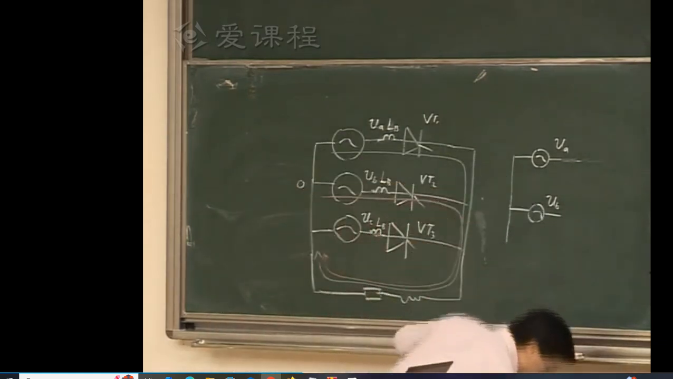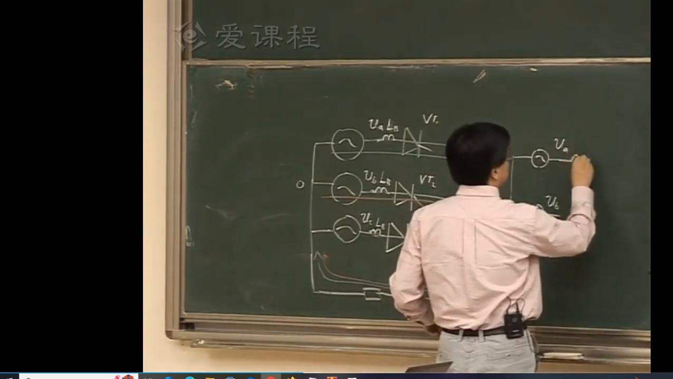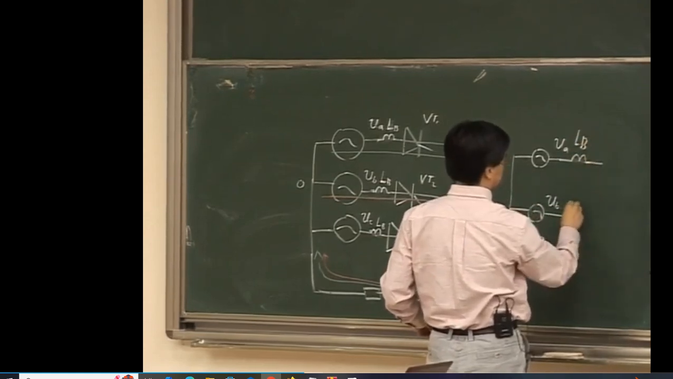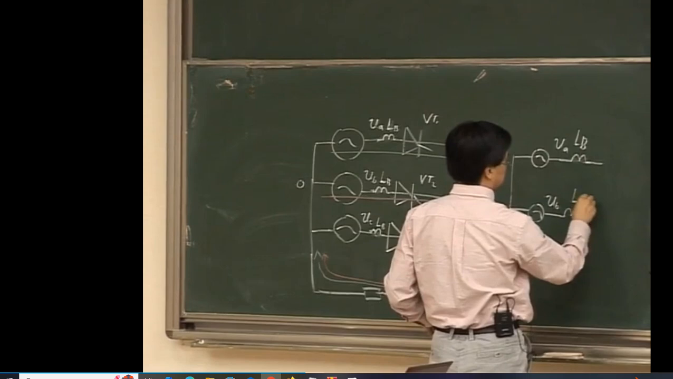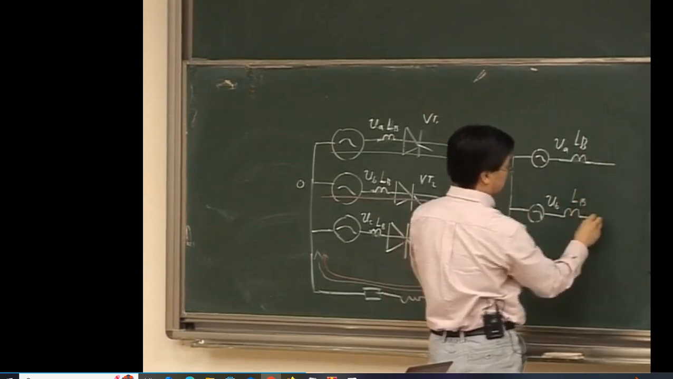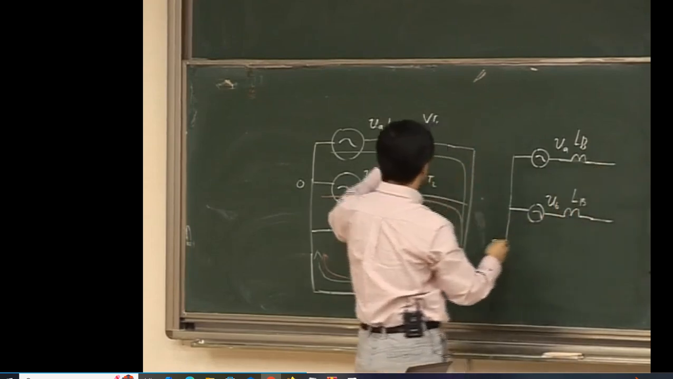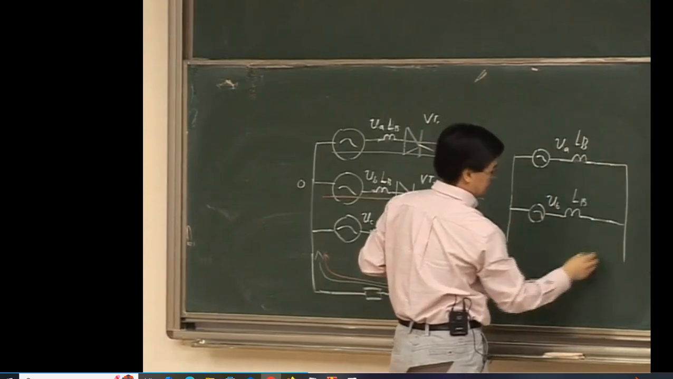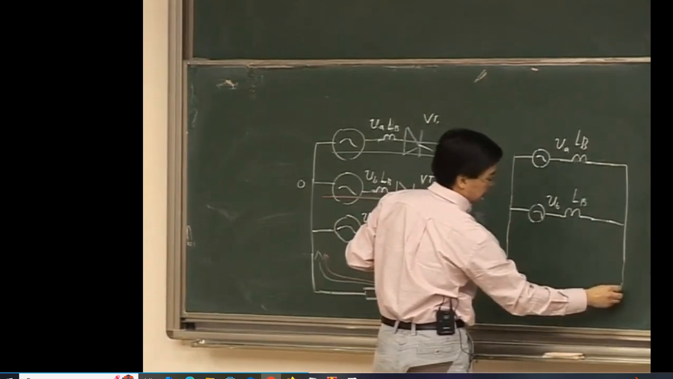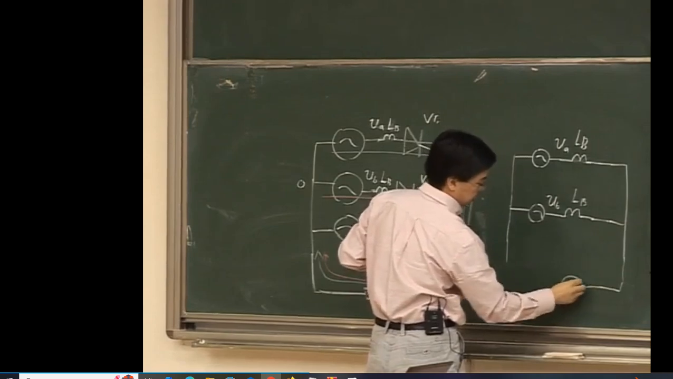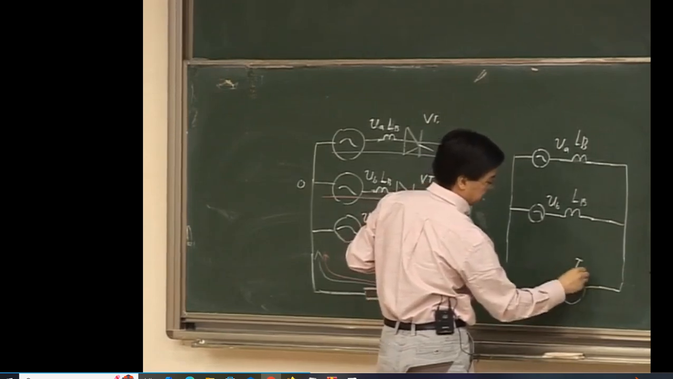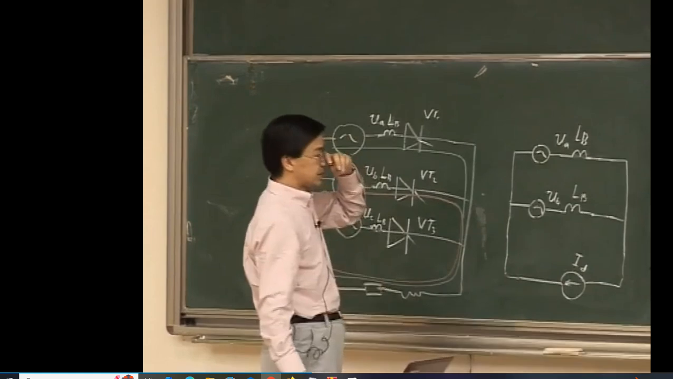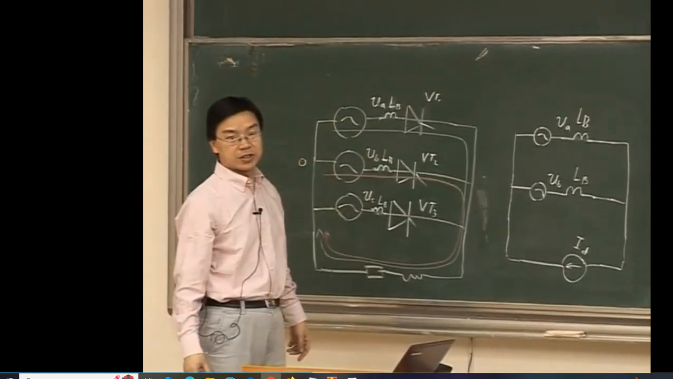So the equivalent circuit during that process would be, because both these two are conducting, I consider VT1 and VT2 as short circuit. And therefore, you have this load current here. Because this is a constant current ID, I consider this as a constant current source. That will be the equivalent circuit during this process.